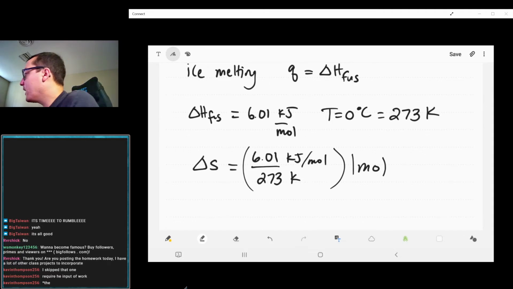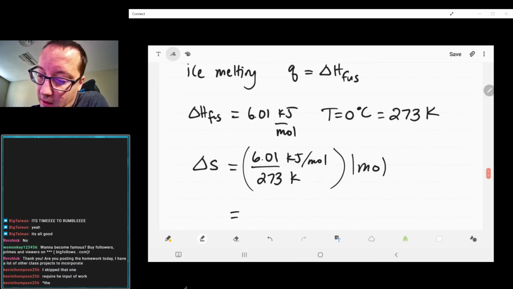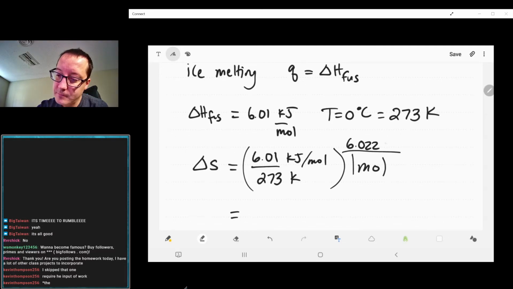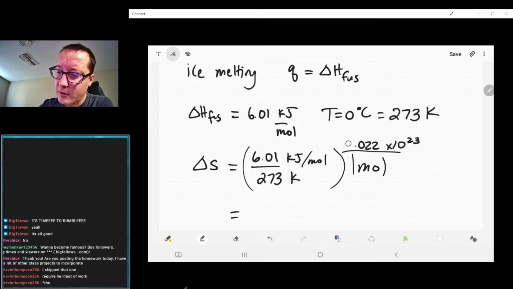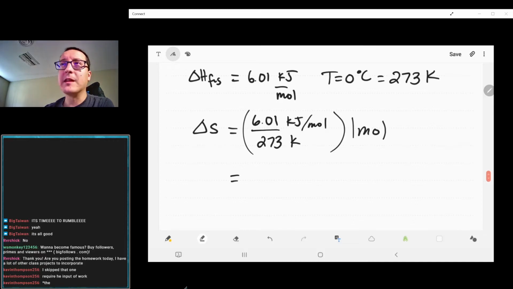All right, so if we go ahead and do that, we can figure out what this is going to be. Technically, actually, I think we should put that mole in terms of particles. If we do this, what are we going to get as our answer? Actually, why am I calculating in terms of molecules? Forget it, let's do moles, it's easier. Let's keep it as moles.